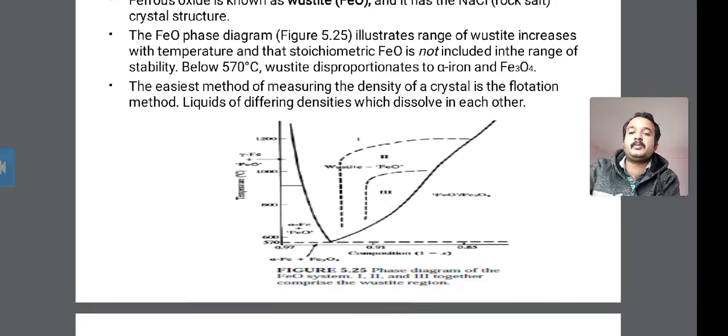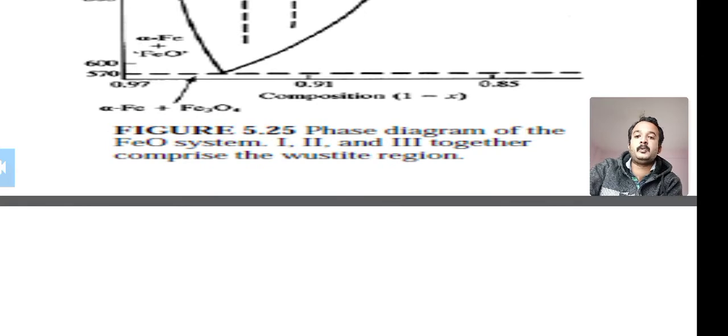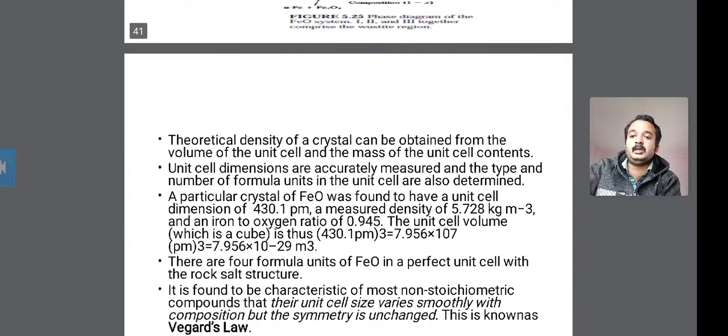Okay, this is the phase diagram. This phase diagram of the ferrous oxide system, 1, 2 and 3 together, is comprised in the oostide region.